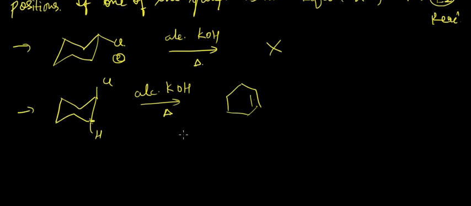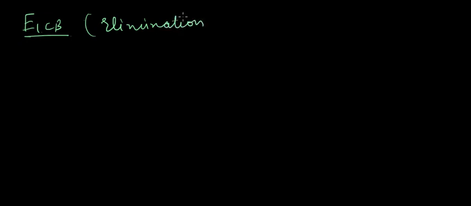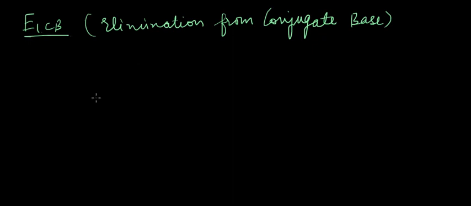So let us now start with yet another class of elimination reactions called E1cb reactions. Okay, so we have something called E1cb, which is also called elimination 1 from conjugate base. Elimination from conjugate base.